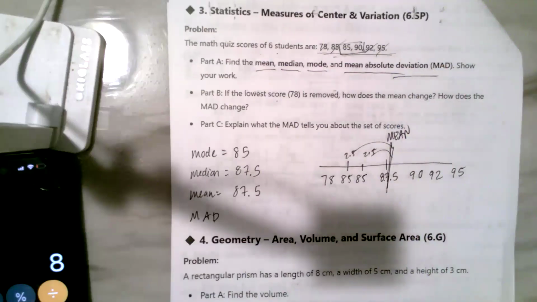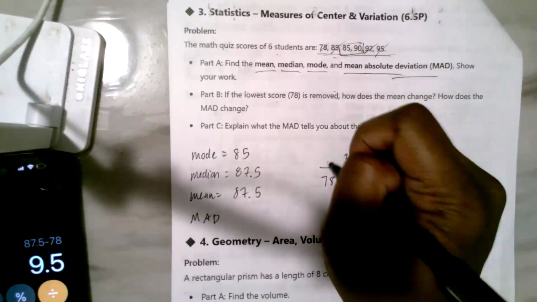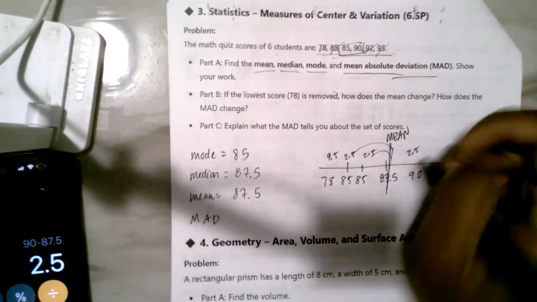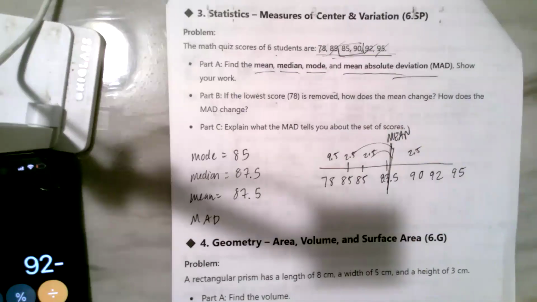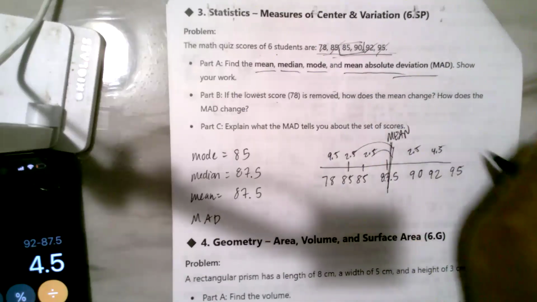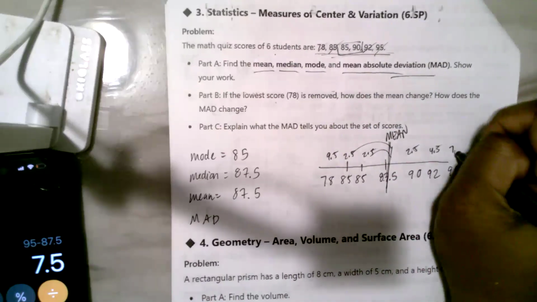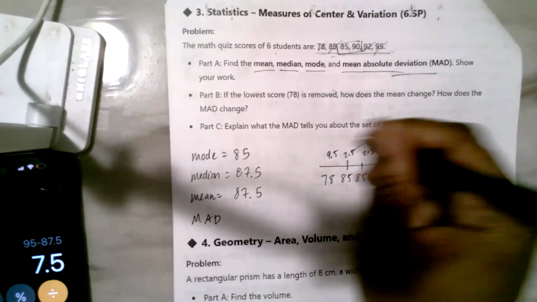Okay, 87.5 minus 78, 9.5. 87.5 and 90, 2.5. 92 minus 87.5, 4.5, and 95 minus 87.5, 7.5. Then you got to find the mean of all of the deviated points.